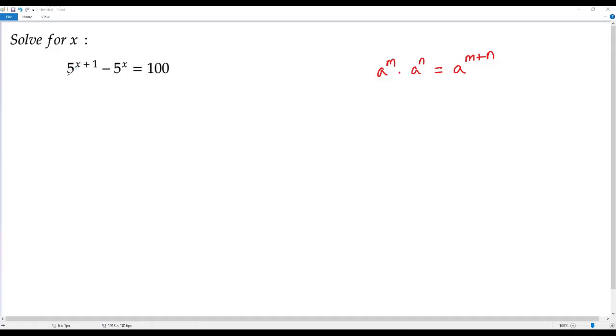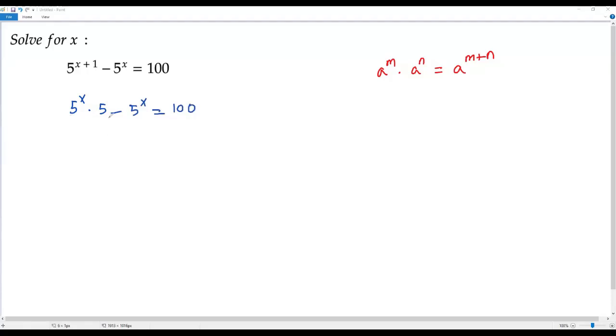So what I'm going to do is take this base 5 separately for this x and 1 and multiply the two powers, that is 5 to the xth power times 5 to the first power. Actually, the value of 5 to the first power is just 5. So we can simply write just 5 over here. Minus 5 to the xth power equals 100.